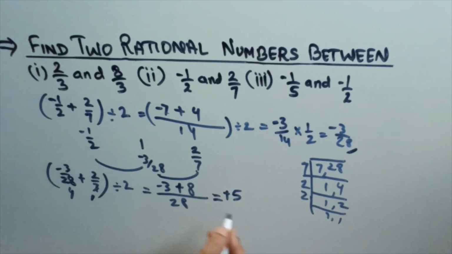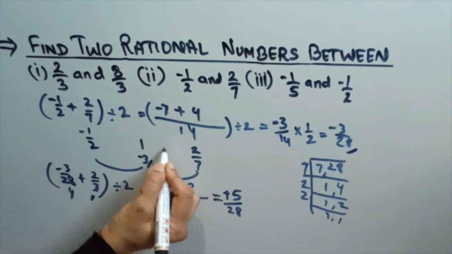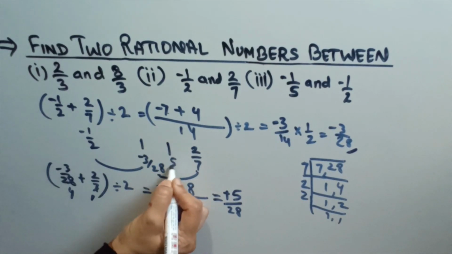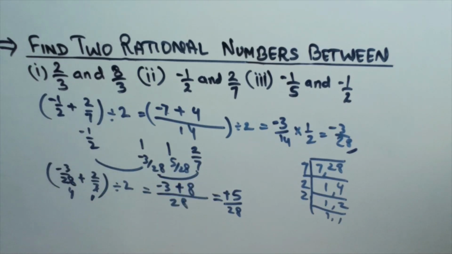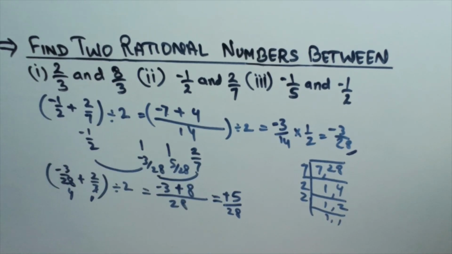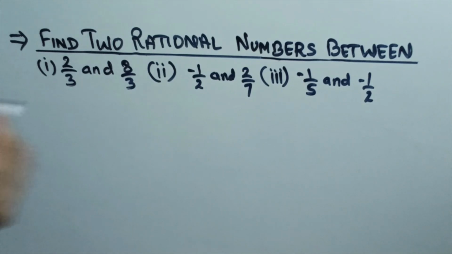Usually we do not write the plus sign. To show you how this became plus, I am writing this plus sign. So this is the another one. This number is exactly in between these two numbers, 5 by 28. This number is here between these two numbers. Now we'll solve the third one.